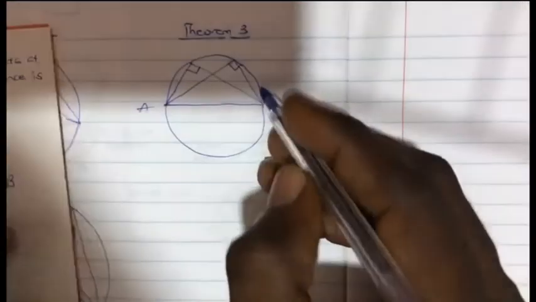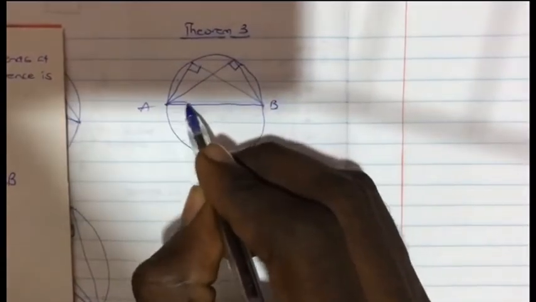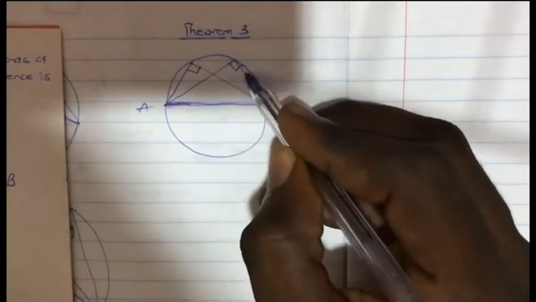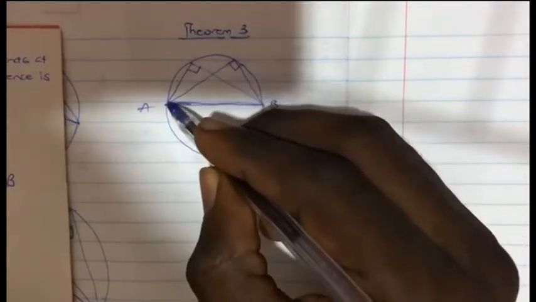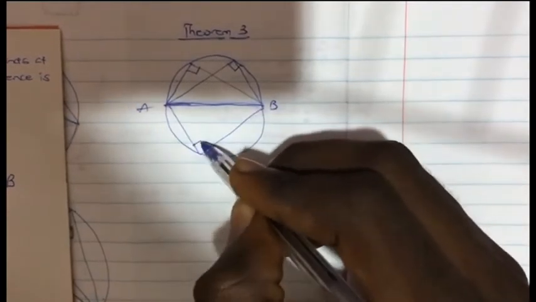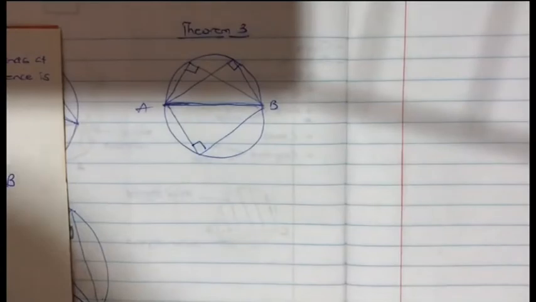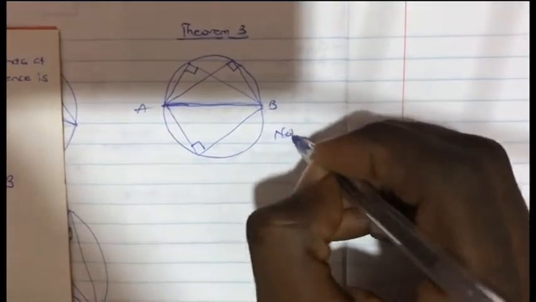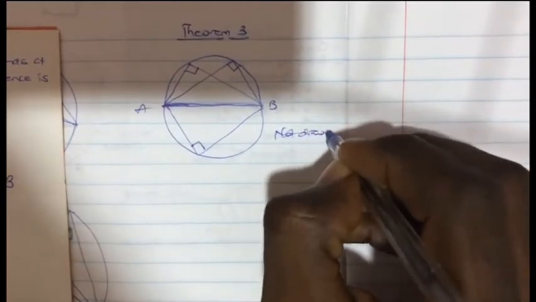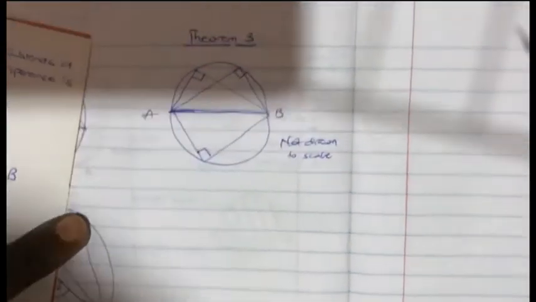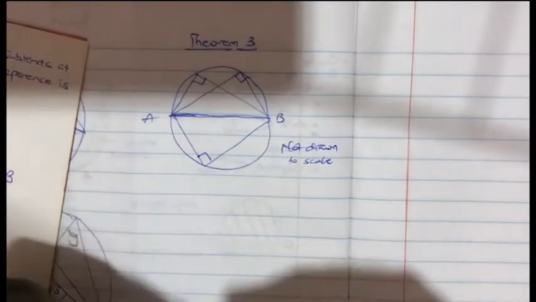So we are saying that if there's a circle, okay, and this is a diameter AB, the angle this diameter subtends at the circumference is 90, and even at this point, okay, this angle is 90. So how do we know that? This is not drawn to scale, so let's note that. So let's draw a circle to scale and let's see whether this theorem is true.